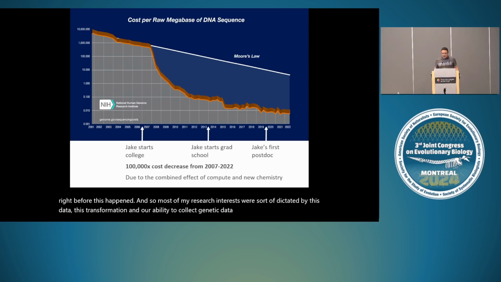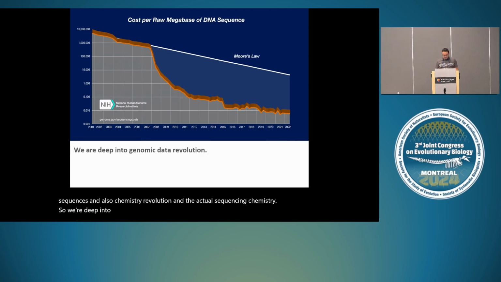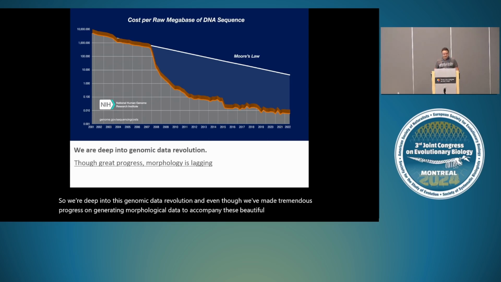And the cost of generating sequence data, as we all know, has dropped enormously, by like 100,000-fold in the last 15 years. This is partly due to new compute capacity to process the data coming off these sequencers, and also a revolution in the actual sequencing chemistry. So we're deep into this genomic data revolution. And even though we've made tremendous progress on generating morphological data to accompany these beautiful genomic data sets, it's still lagging, and we're just getting to the point where we're able to generate large morphological phenotype data sets to complement the genetic data sets that we're now generating.